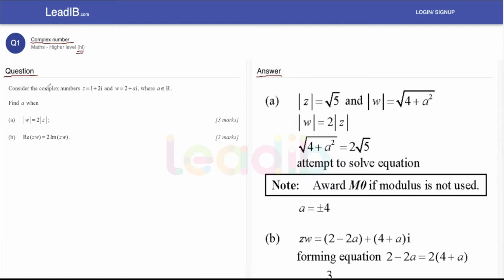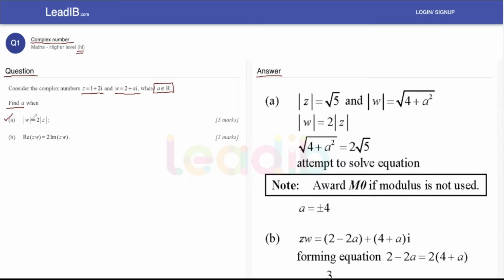Now let's get started and let's look at this question and how it is solved. The question says that we have two complex numbers. One is this Z and the other is W, right? And this W has an unknown A, which is definitely a real number that is given to us. Now, the question is to find A, given the following conditions. We have A and B as two conditions. Let's focus on the A part first and see how this is done.